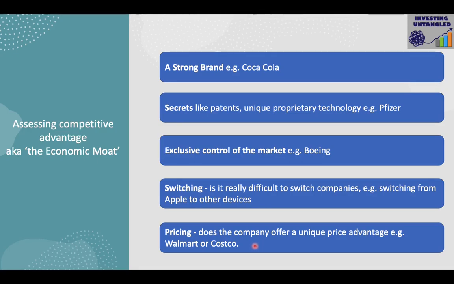For example, Walmart or Costco have pricing advantages going for them because their products are extremely cheap, and it's very hard to compete with companies like these because they have a pricing advantage. So before making an investment decision, you have to see, for the company that you're researching, does it have any of these economic moat indicators?